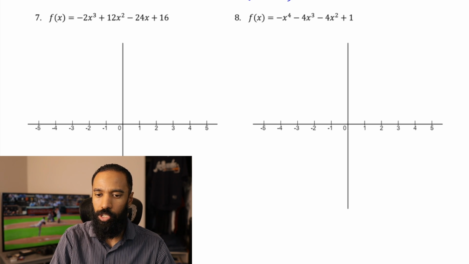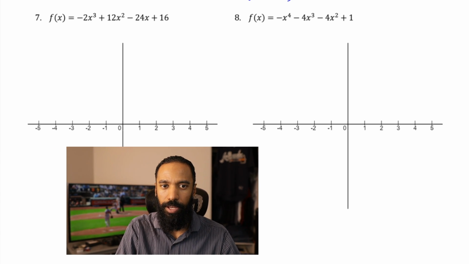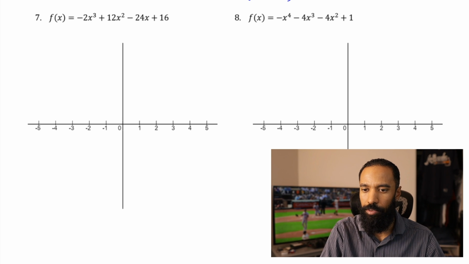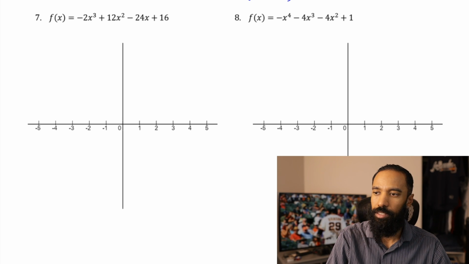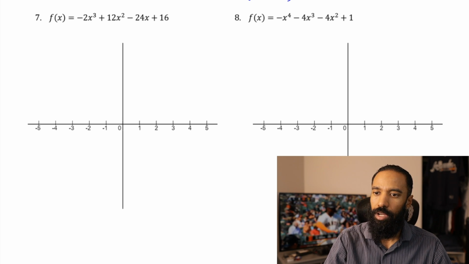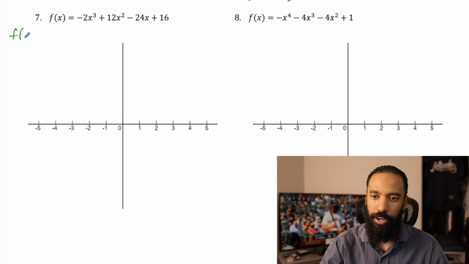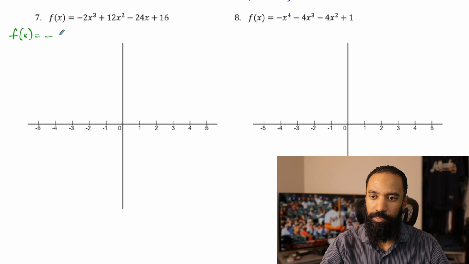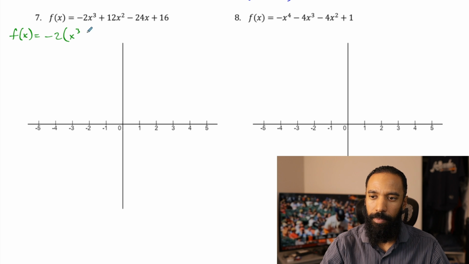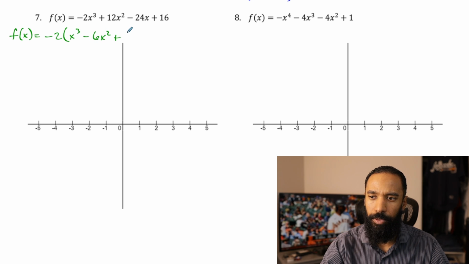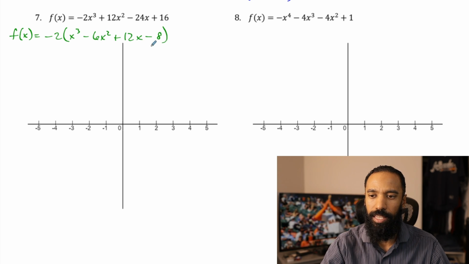Okay, last two to do. -2x cubed plus 12x squared minus 24x plus 16. Let's check it out. -2 is a GCF right here. I'm going to start with that up here just because we might have to do some more work down below. And then we get x cubed minus 6x squared plus 12x minus 8, like that.